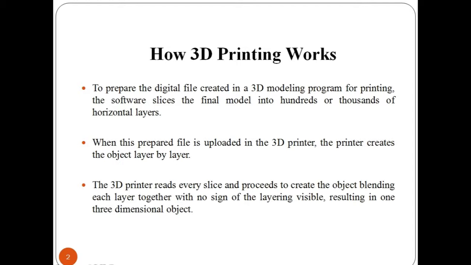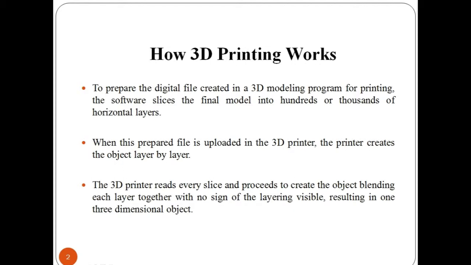A scanner makes a 3D digital copy of an object and puts it into a 3D modeling program. A digital file is created in the 3D modeling program for printing. For this, the software divides the final model into many layers on the horizontal axis. Now the file is uploaded to the 3D printer. As a result, the printer starts working and creates the object by depositing layer upon consecutive layer, step by step.